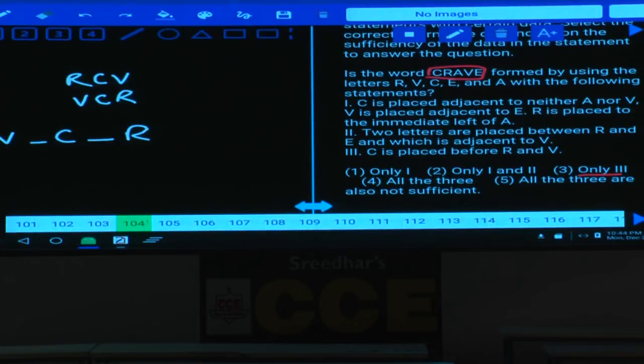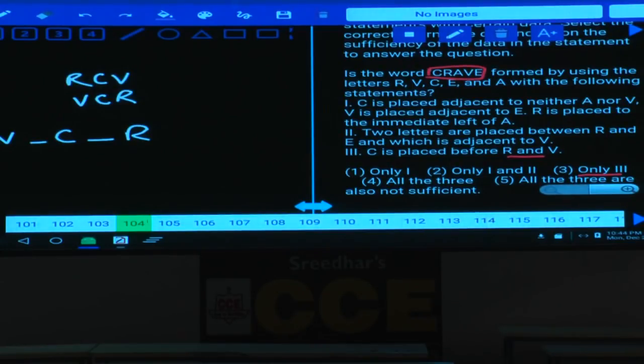But according to condition number 3, can we have C at the first place? C is in between R and V. As C is in between R and V, C cannot be at the first place. As C cannot be at the first place, am I 100% sure that I cannot form the word crave or not? For crave, in the first place I need C. C is placed before R and V.